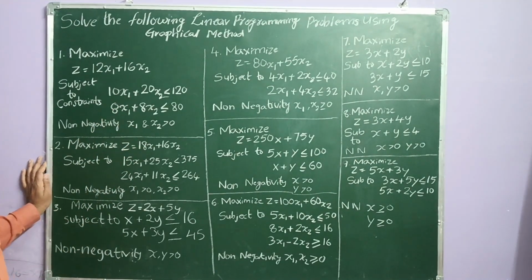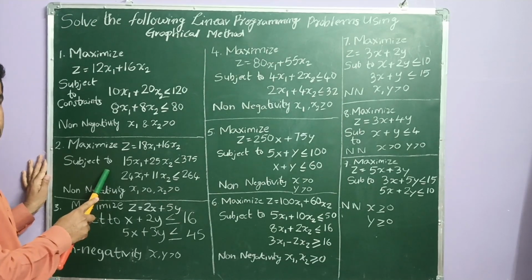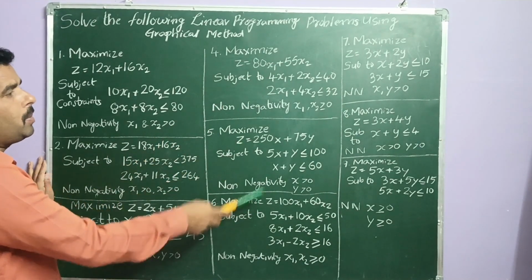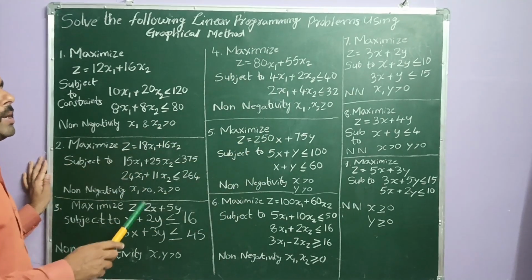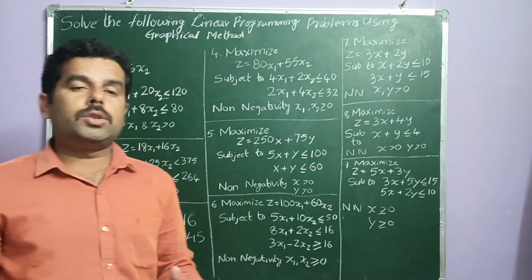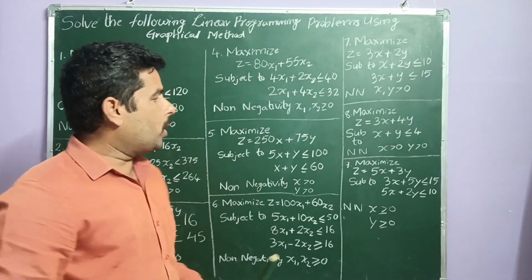Then tomorrow onwards, we'll solve the second problem. Then the next day, this problem, the next day, this problem. In this way, we are solving each and every problem. After completion of the maximization graphical method, we are going to do the problems in minimization. So with this, we are going to close today.